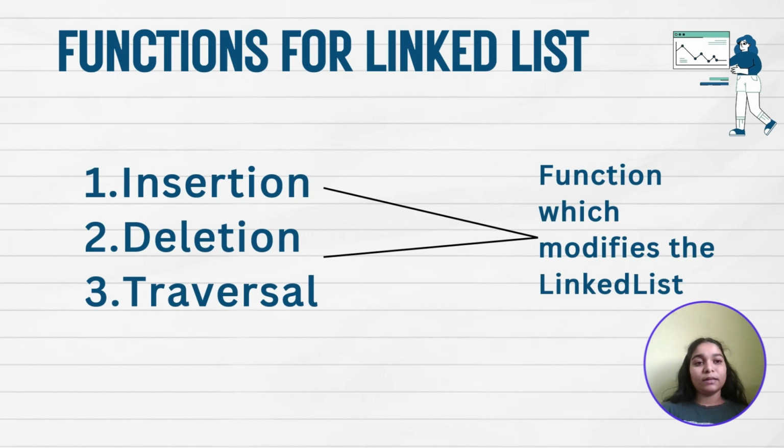Meaning we can insert an element at a specific position. Let's say insert at first, insert at end, insert at the position. Similarly for deletions. And traversal functions don't modify the linked list, where you can just travel the linked list for the sake of printing and counting the elements. So that's about the linked list: types of linked list, what is a linked list, difference between linked list and arrays, functions for linked list.